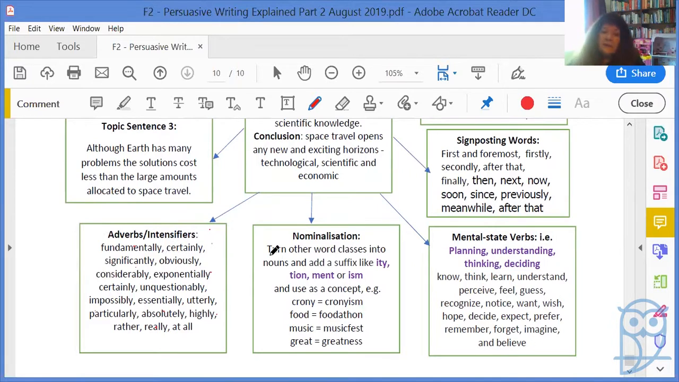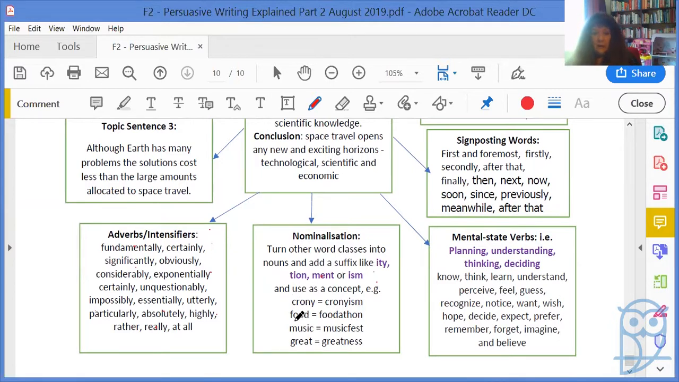All right, here's another thing they ask you to do with your persuasive techniques, which is nominalization. It's a big word for just turning a word class into a noun. So if you've got a verb or adjective, you would add a suffix like ity, tion, ment, or ism, and you use this as a concept. For example, you'll have all heard of cronyism. Crony is your friend. So like the government's been found guilty of cronyism, giving jobs to their friends.